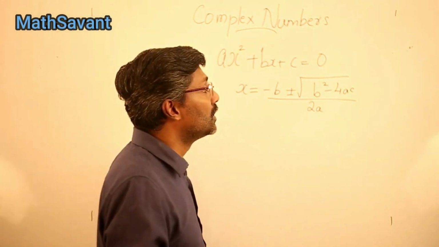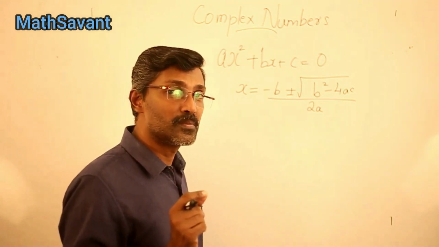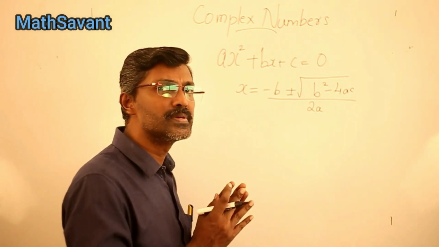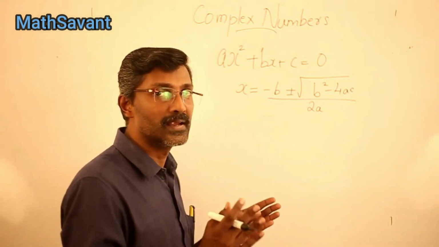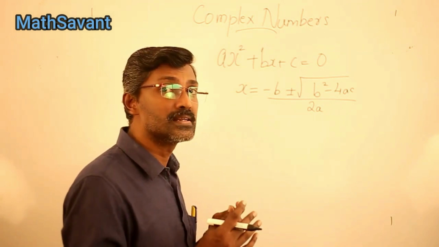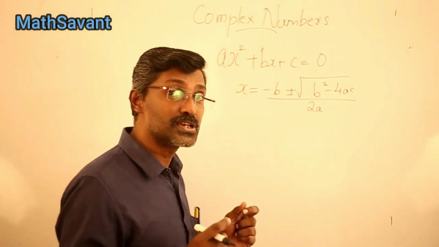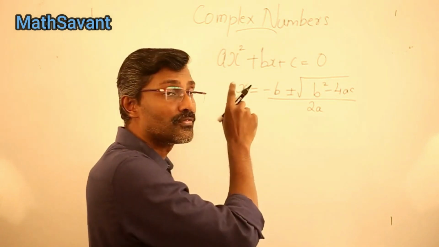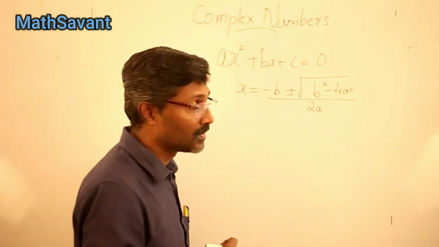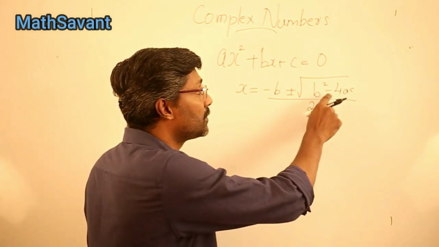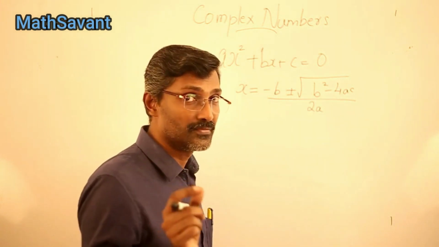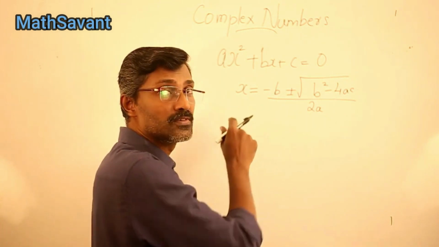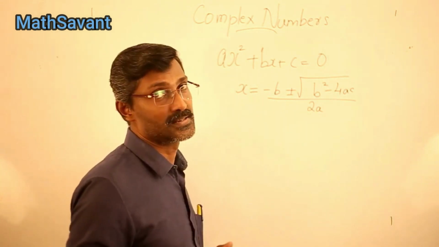Okay, so once you find the value of b square minus 4ac, and if you check the value of b square minus 4ac that you obtained, then based on that you can tell what will be the nature of the roots of this equation, what will be the nature of the values of x that you get using this equation. Suppose if b square minus 4ac is positive, if it is greater than 0, then we know that both the roots of this equation will be real and distinct.